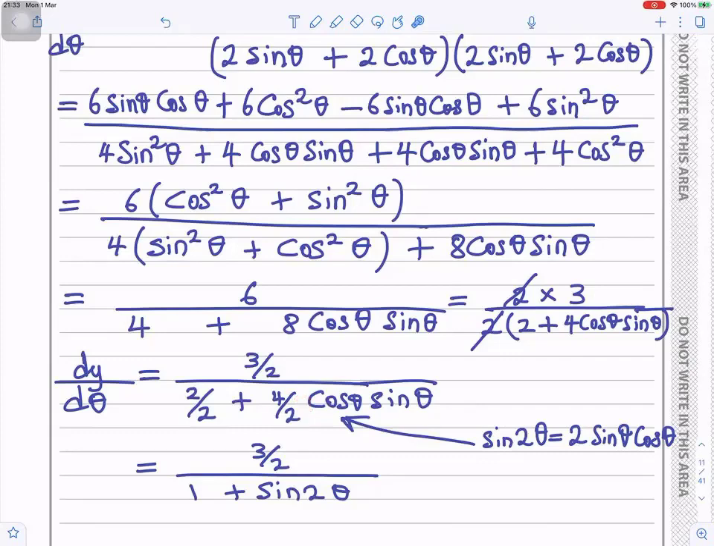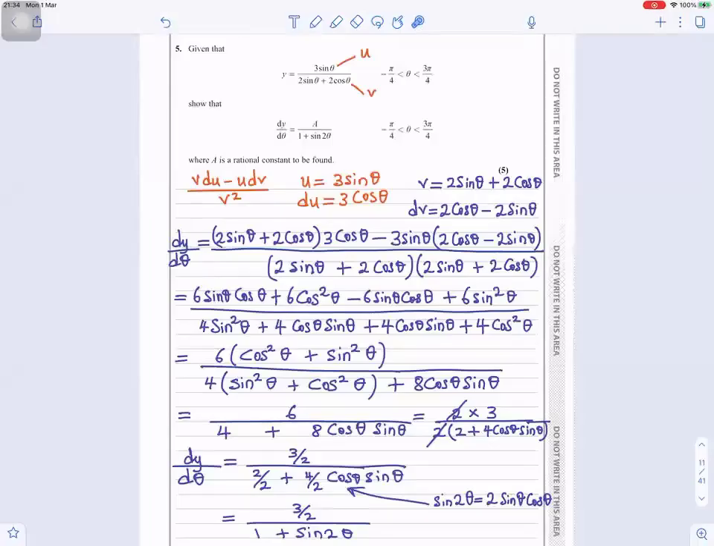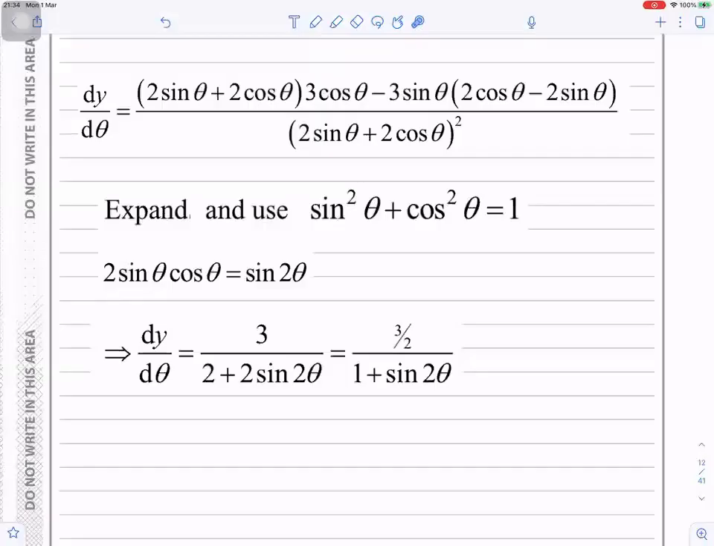And you remember from the double angle formula, 2 sine theta cos theta is sine 2 theta, which you put there. And that is what they wanted you to find. So that's question 5. And that's another explanation for question 5 in summary.